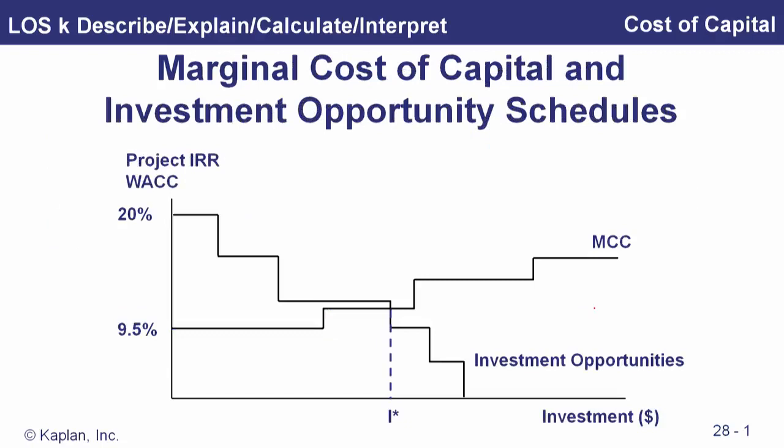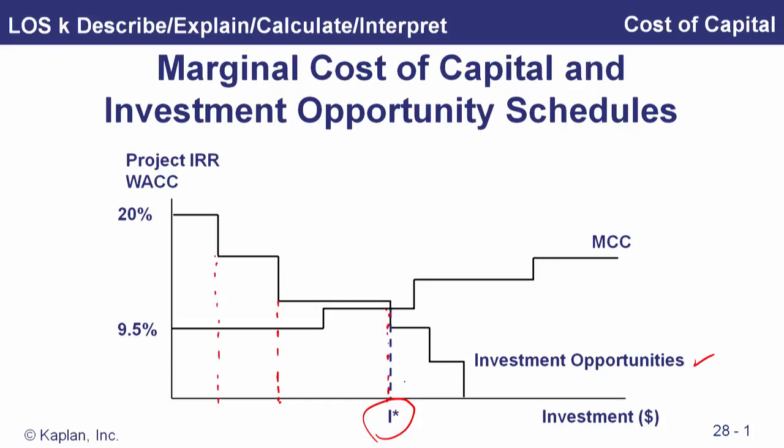And here I've put these as more of a stepwise function so you can see that when we plotted this investment opportunity schedule, remember we plotted this to get our optimal capital budget, which is I star here, our optimal amount of investment in the current period. And so here's our first project, and it has an IRR of 20%. And here's our second project. And here's our third project.